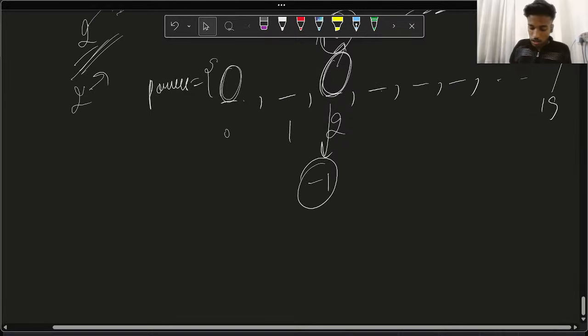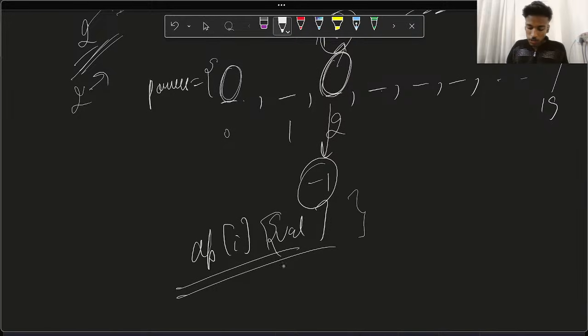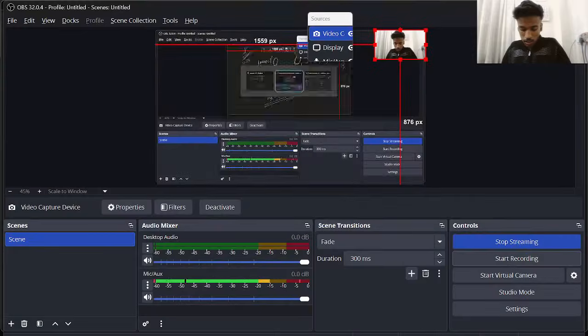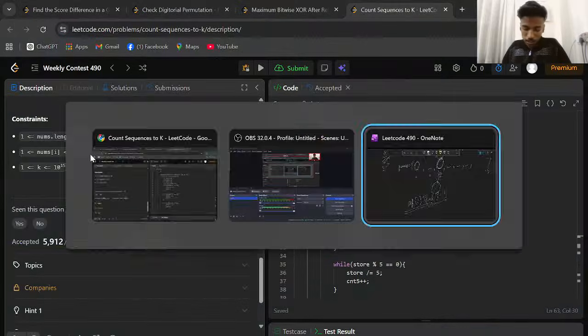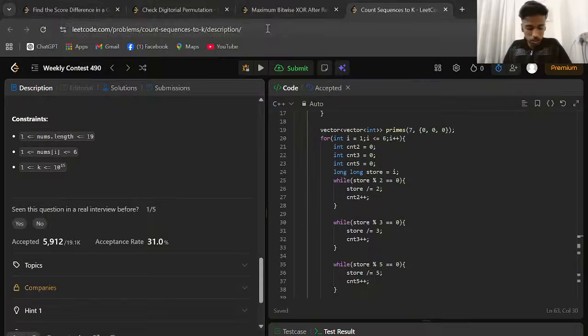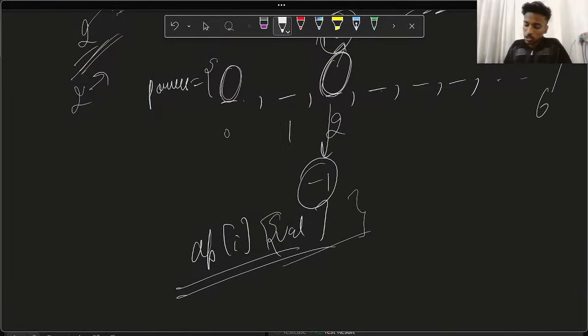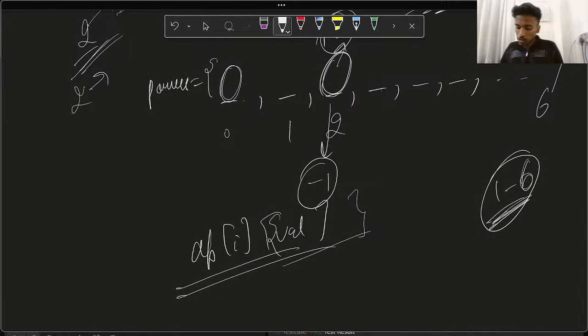Instead of passing dp of i comma val, if there was some way I could have passed a vector here, a vector of size 19. Why 19? I think it is 6. Since the values in the nums array can only be from 1 to 6, the powers can only remain in some multiple of it.